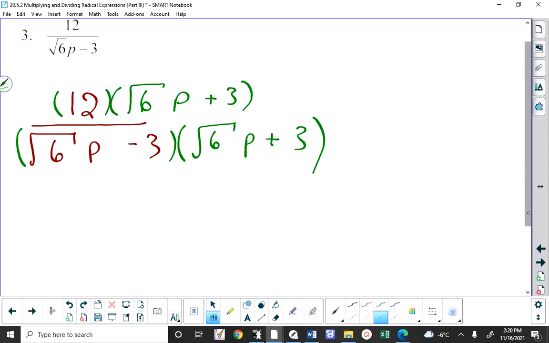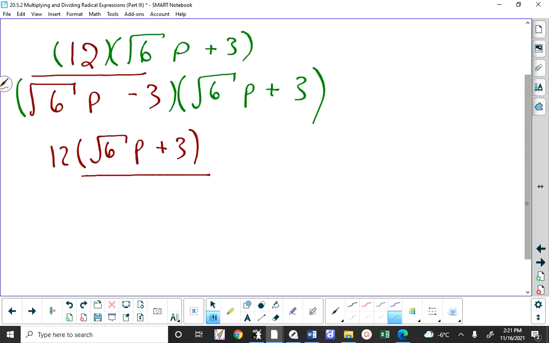On the top, 12 times root 6p plus 3. Leave it in factored form. In other words, don't multiply that 12 through. On the bottom, this is a bit of a brain buster on the bottom. It's not difficult, but there's a lot going on.